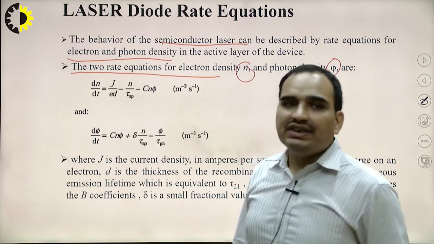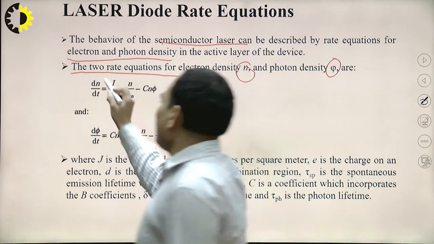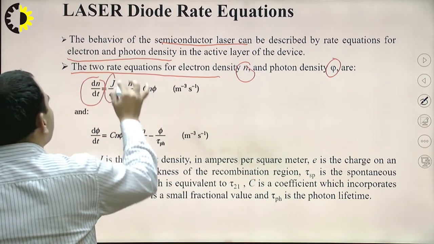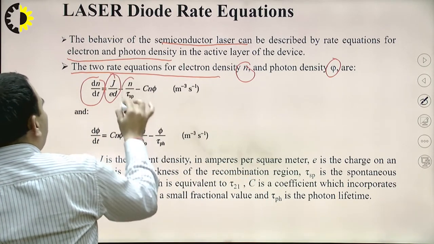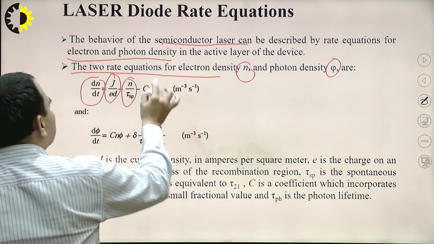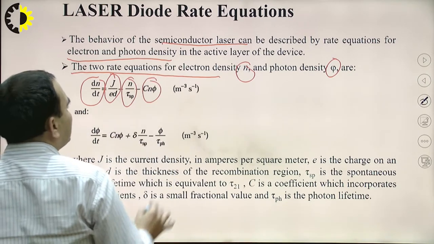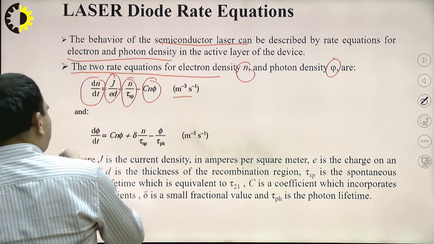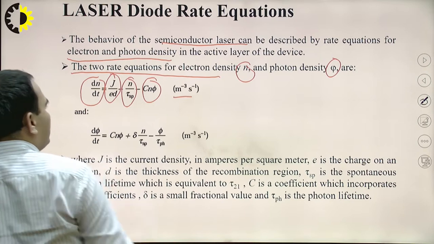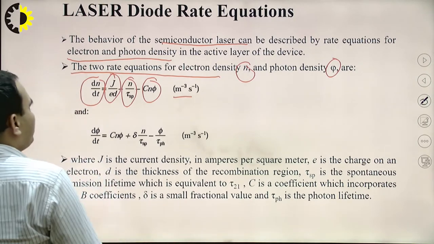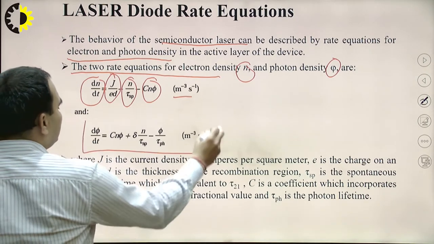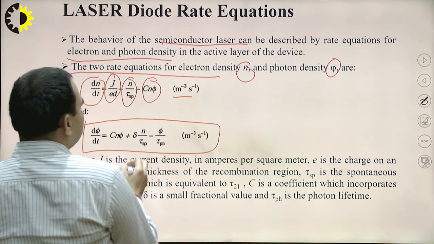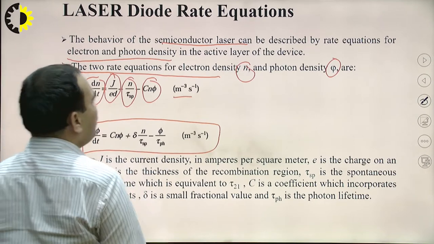So, we can write dn by dt, that is the rate of change of the electron density, which is nothing but the current density J by eD minus n by tau sp minus C n phi, per cubic meter per second. And the rate of change of the photon density is given by d phi by dt equals C n phi plus delta n by tau sp, minus phi by tau ph.